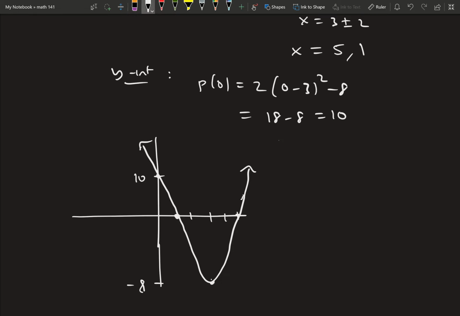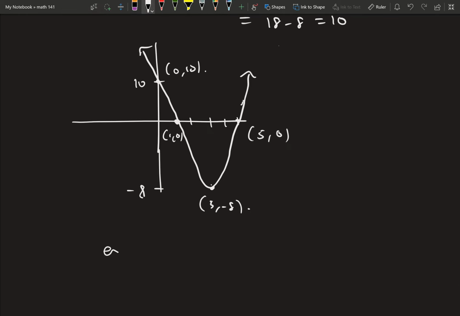Where this vertex here is 3, negative 8. This is the point 5, 0. This is the point 1, 0. This is the point 0, 10. Okay, we'll stop it here for now.